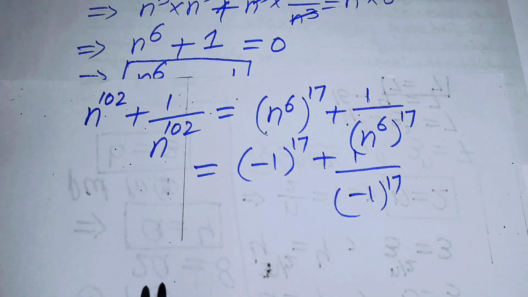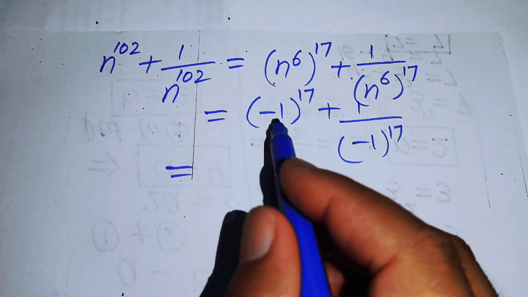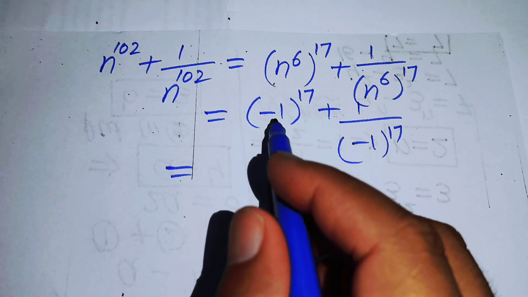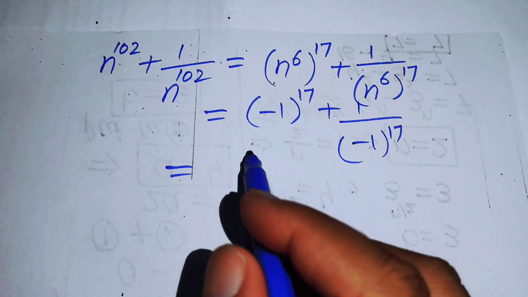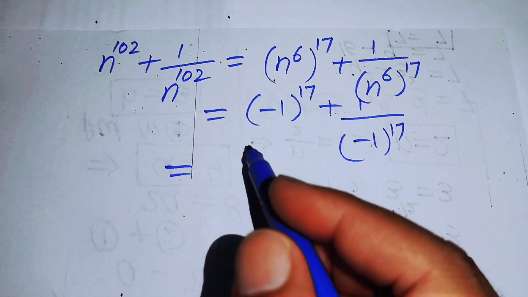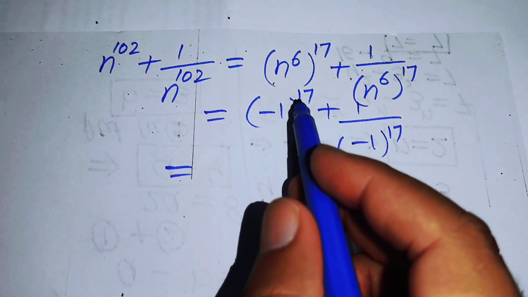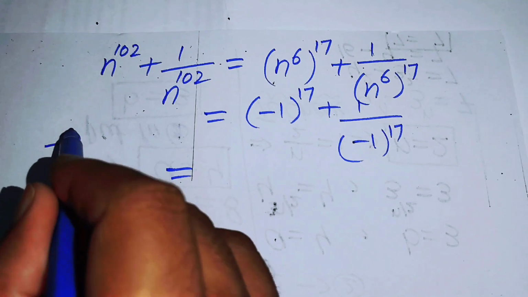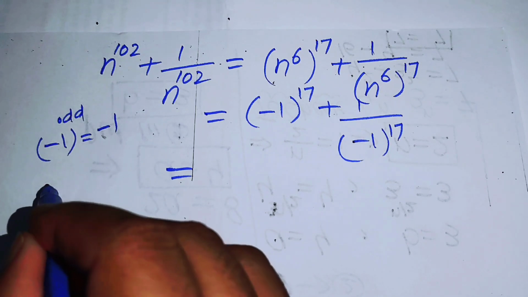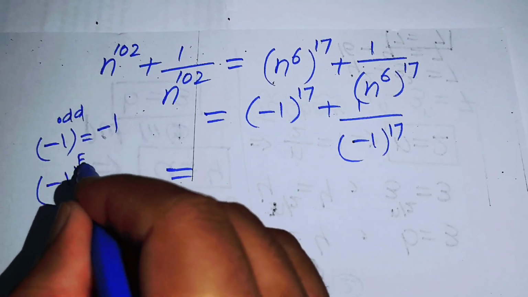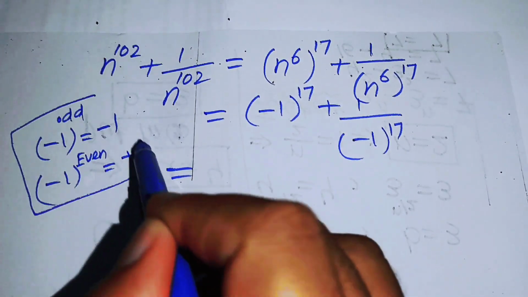And here you see that we have an odd power of the negative term, so you know that if the base is negative and its exponent is even or odd, then the result differs. I can write here, if you have -1 to the power of an odd number, it will be equal to -1, and if you have -1 to the power of an even number, it will be equal to +1. So we can use this fact here.